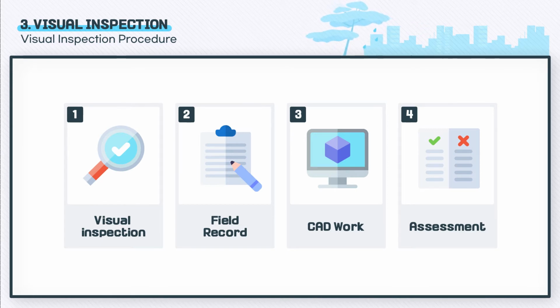Ultimately, a state assessment is performed. Let's discuss each of the steps in more detail. To improve the efficiency and accuracy of visual inspections, the facilities to be inspected are segmented into a grid.